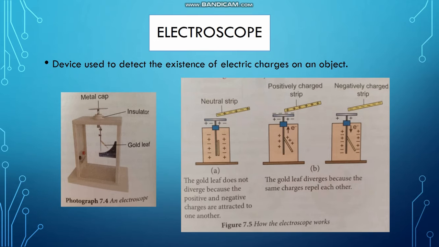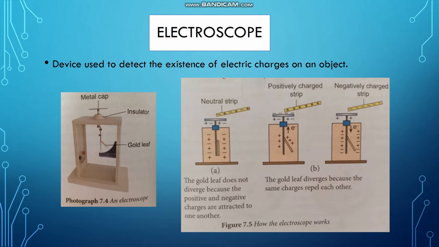However, when a positively charged strip or negatively charged strip is touched to the metal cap, the charge of the electroscope is the same as the strip, so the gold leaf will diverge, which means the gold leaf will move. This is because the charge on the strip and the charge on the electroscope are the same. So when we have the same charge, the charges will repel each other. So that's how the electroscope works.